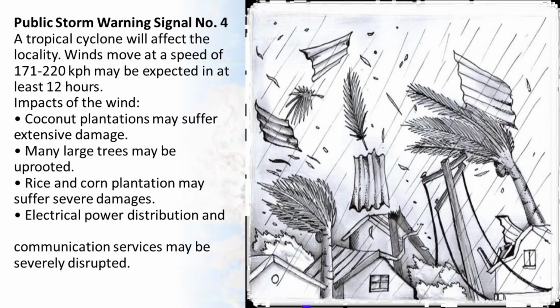Public Storm Warning Signal Number 4. A tropical cyclone will affect the locality. Winds moving at a speed of 171 to 220 km per hour may be expected in at least 12 hours. Impacts of the wind. Coconut plantations may suffer extensive damage. Many large trees may be uprooted. Rice and corn plantation may suffer severe damages. Electrical power distribution and communication services may be severely disrupted.